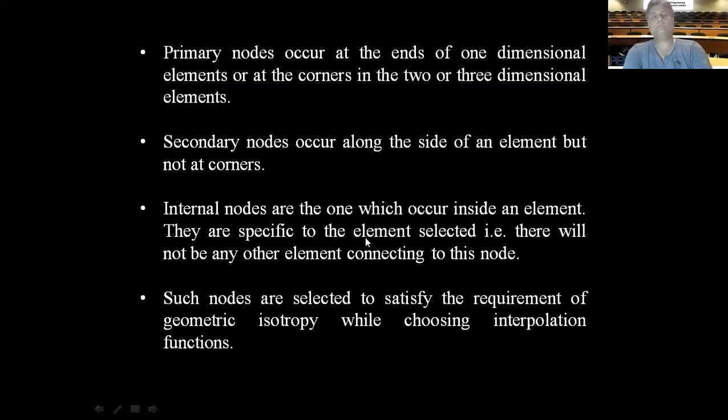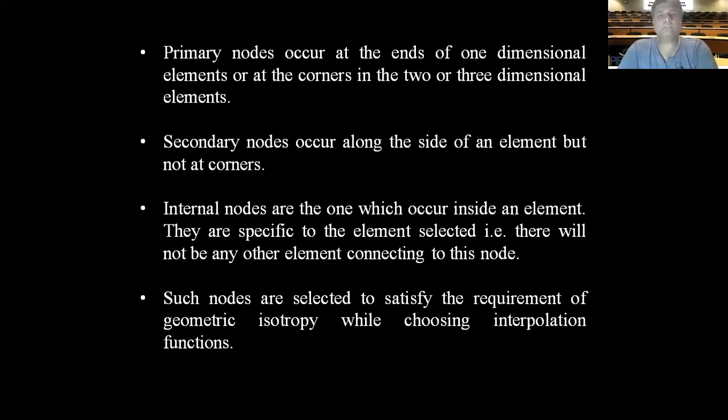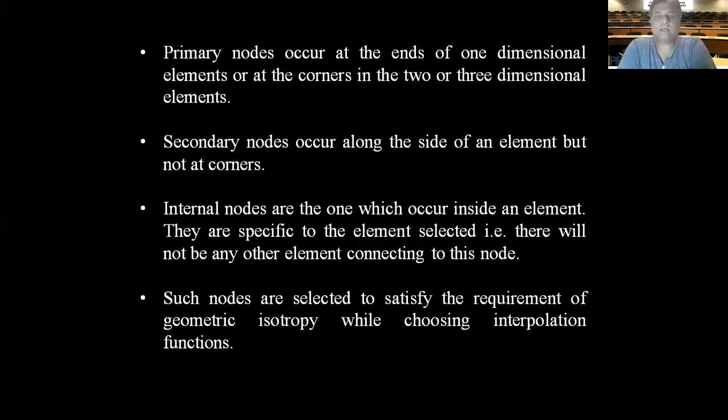So primary nodes generally occur at the ends of one-dimensional elements or at the corners of two or three-dimensional elements. Secondary nodes occur along the side of an element but not at the corners. So you can see secondary nodes on the sides but not on the corners. Internal nodes are the nodes which occur inside an element, and they are specific to that element and not connected with any other node. Such nodes are selected to satisfy the requirement of geometrical isotropy, as I said earlier.